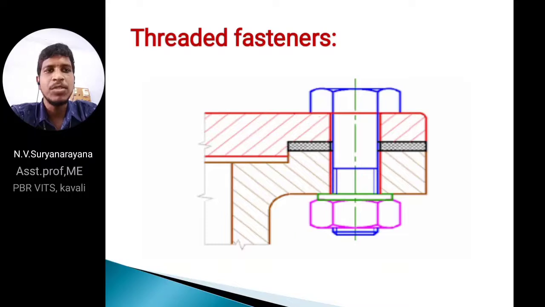In the middle one, I am showing the hexagonal nut. This one is the bolt and the upper one is the nut. A bolt and nut joint is a threaded fastener.